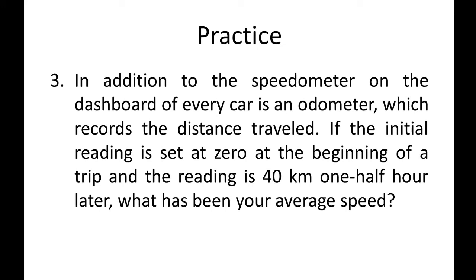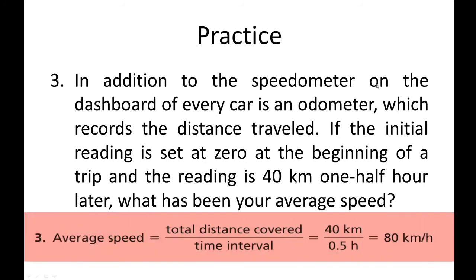So we are asked of, again, average speed. The formula should be total distance divided by total time. In this case, 40 kilometers is the distance, and the time is 1/2 hour or 0.5 hour. So to compute, that is 40 divided by 0.5, that's 80 kilometers per hour.